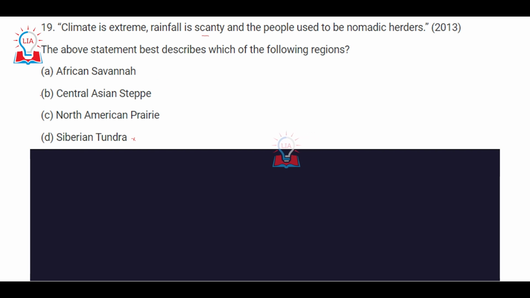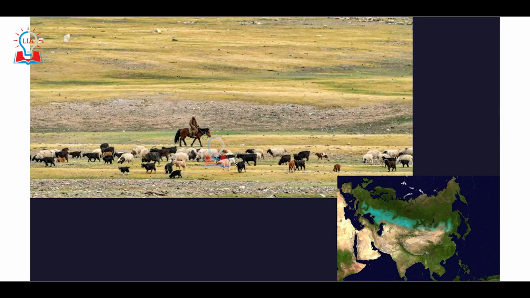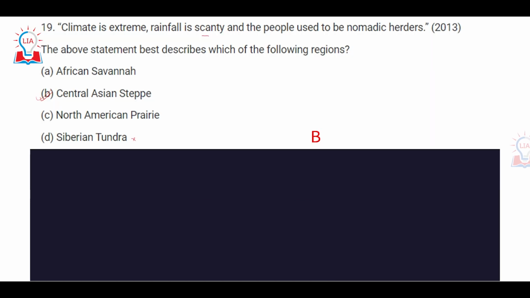Now, except Central Asian steppe, in none of these other regions will you find nomadic herders. So the correct answer here is Central Asian steppe, because if you look at the map of the world, the steppes extend all the way across the Eurasian continent, from Europe in the west to Mongolia and China in the east. And people largely here are nomadic herders that depend on animals such as sheep, goats, camels, and horses. The correct answer thus is the Central Asian steppe.